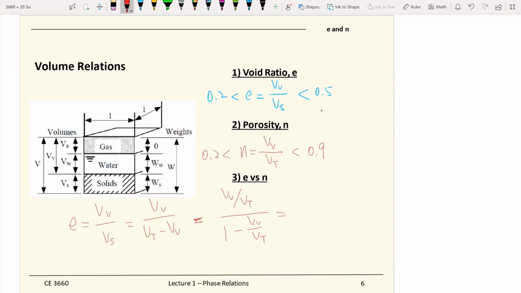In fact, the term here, the volume of void divided by the total volume on top, is the definition of porosity. So we get this relation: the void ratio equals the porosity divided by 1 minus the porosity. And if we do our math, the porosity can also be represented by the void ratio.